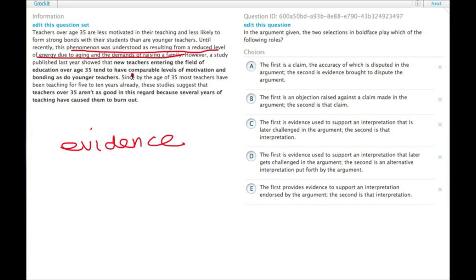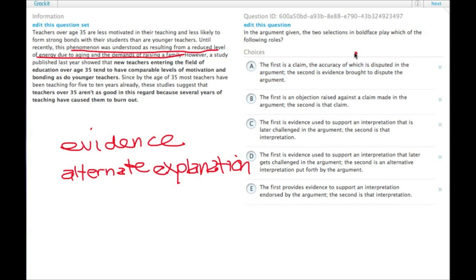Okay, so then we have, since by the age of 35 most teachers have been teaching for 5 to 10 years already, these studies suggest that teachers over 35 aren't as good in this regard because several years of teaching have caused them to burn out. So the second boldface is giving an explanation for why generally most teachers over 35 are less motivated. It's not because they're older and because they're raising a family, it's because they've been teaching for 5 or 10 years already. So the second one is some kind of alternate explanation. So we want an answer choice that kind of explains or kind of captures it in this way.